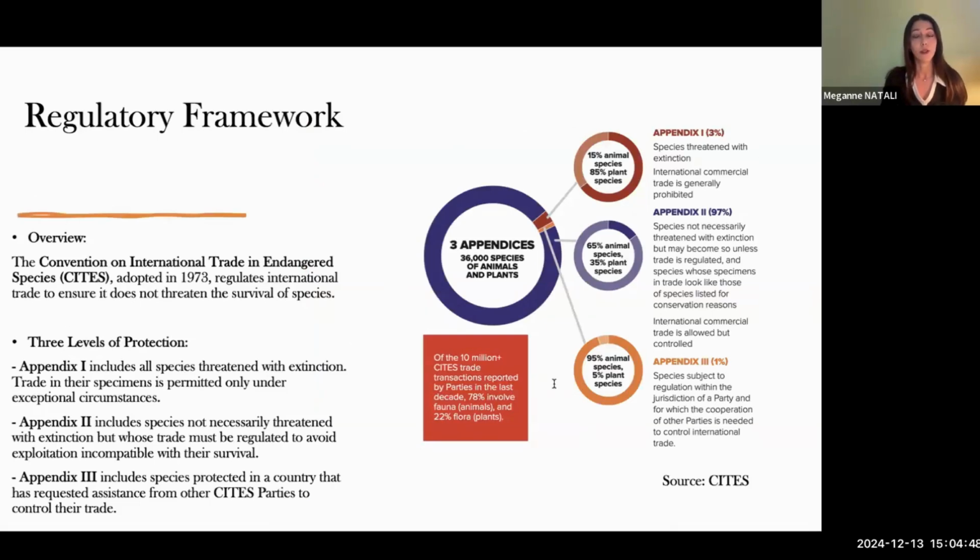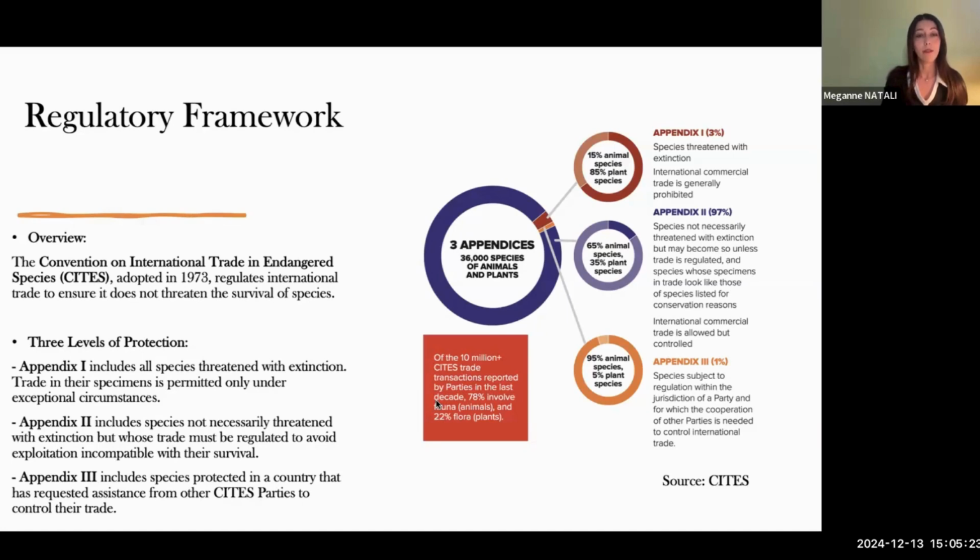This growing scale of the trade in wild species quickly necessitated the creation of a dedicated convention, leading to the adoption of the Convention on International Trade in Endangered Species of Wild Fauna and Flora, namely CITES, in 1973. So CITES is an international agreement between states aimed at ensuring that international trade in specimens of wild animals and plants does not threaten the survival of the species to which they belong.